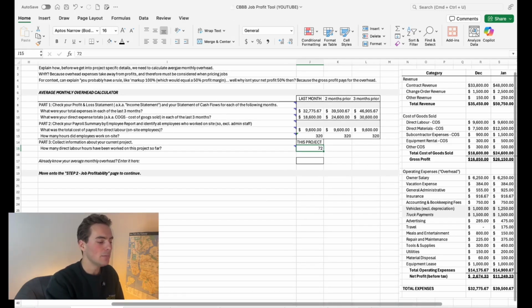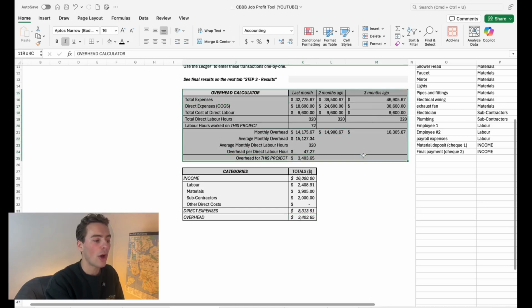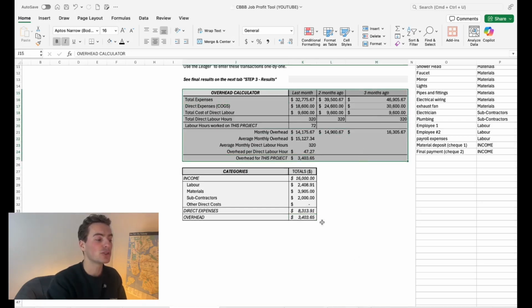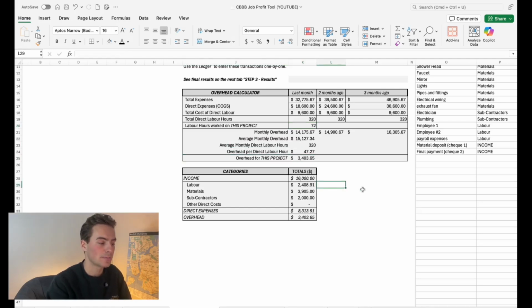Once we did that, you go to step two, and you can see right here, all those numbers were used to calculate an overhead per direct labor hour. That is, for every direct labor hour that is worked on any specific project, this is how much money in overhead is being spent behind the scenes. And given the fact that this project took 72 hours to complete, we have overhead for this project of $3,400.